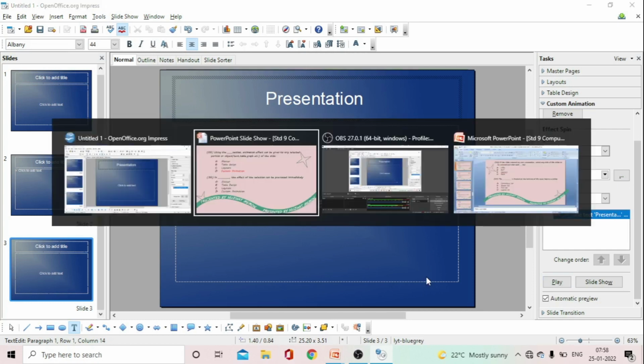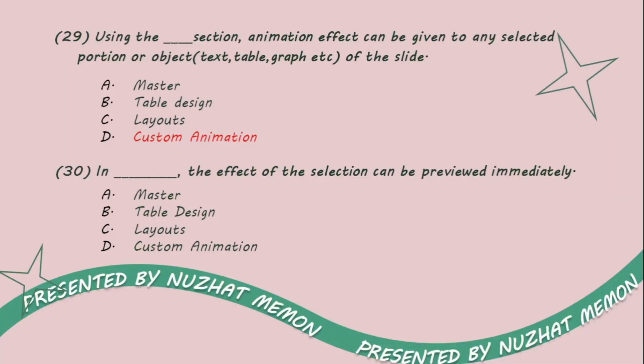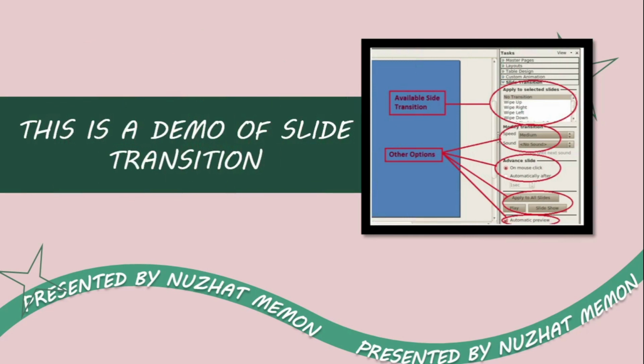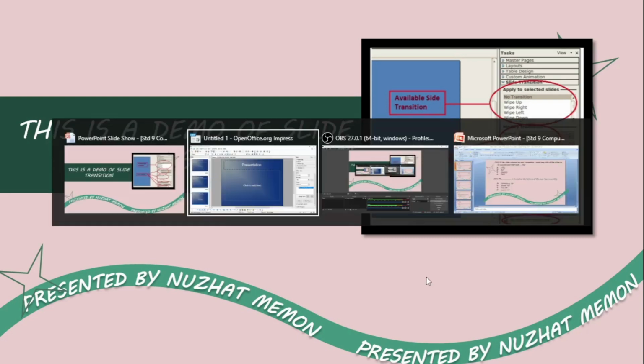Now let's move to our different questions. In Impress, the effect of the selection can be previewed immediately. So in custom animation, you can see the effect immediately, right? This is a demo of slide transition. Now you may be wondering, custom animation and slide transition, what is the difference between them? Don't worry. Custom animation is used just for any particular object, while slide transition is used just for the slide. Let me tell you here.